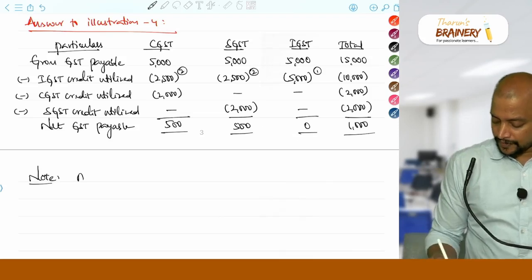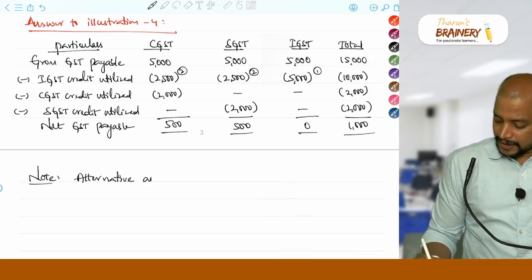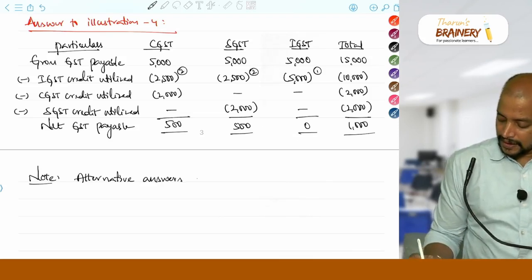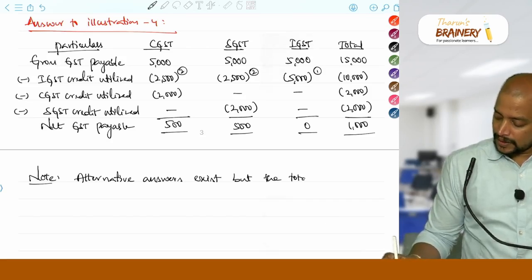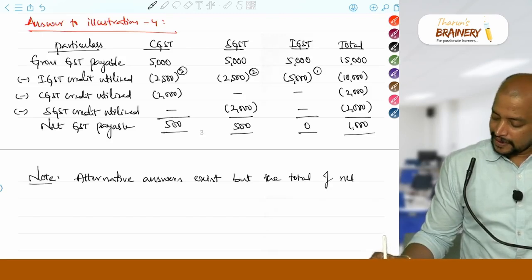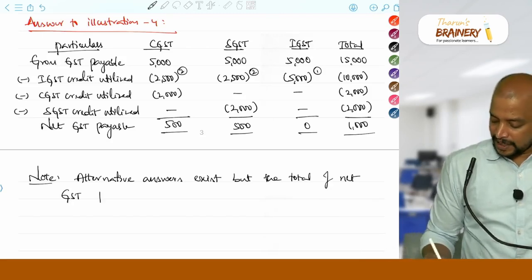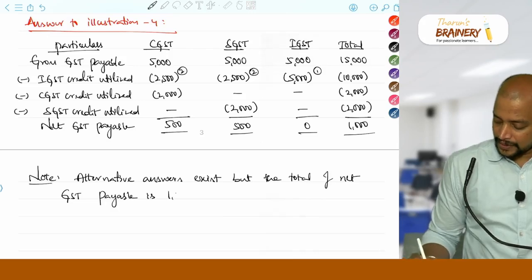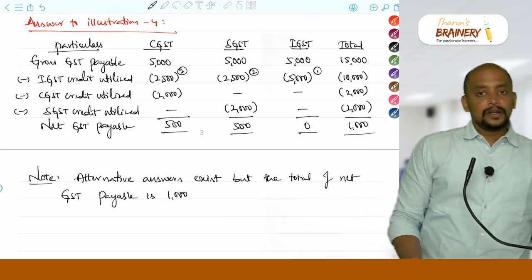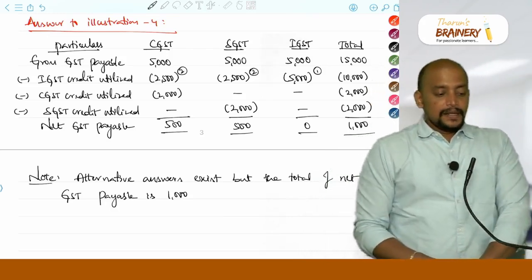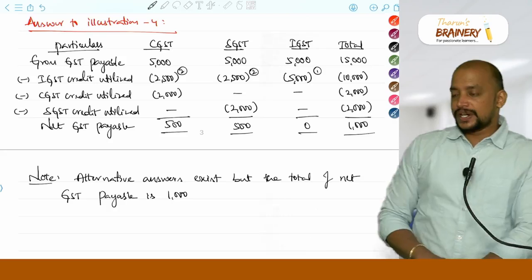Note: alternative answers exist, but the total of net GST payable is 1,000. Then, look into the next illustration.